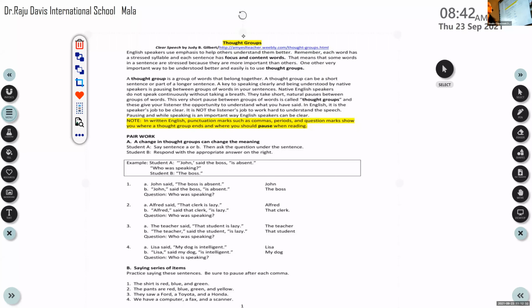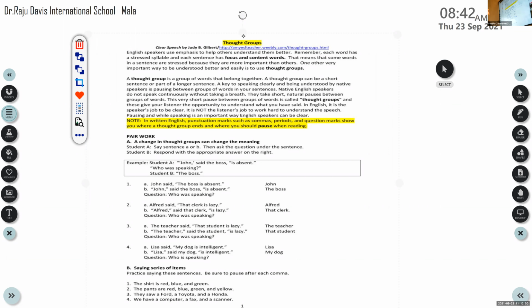When two people are communicating, it is the job of the speaker to make sure that the listener has understood. Yes, you have to make sure that your speech is in such a way that the person who is listening to you understands.